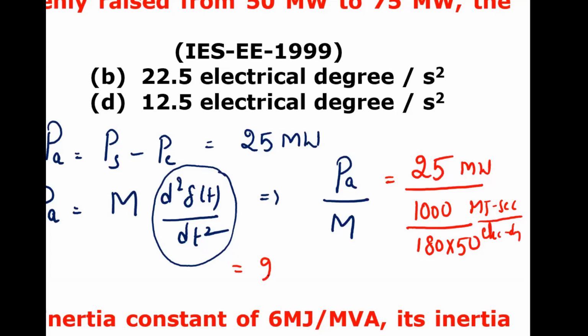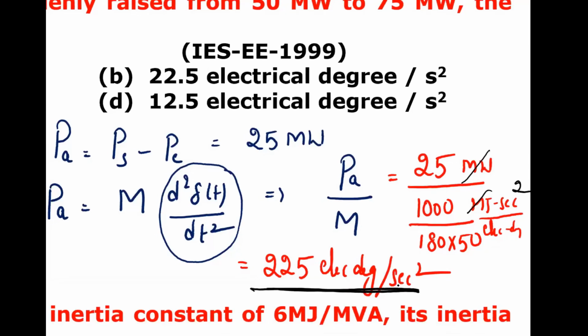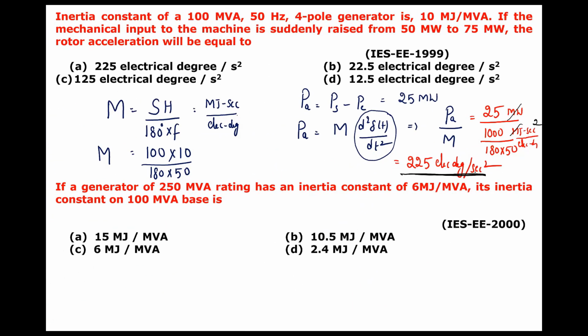225 electrical degrees per second square. Sir, why second square came? Because in megajoule, there is megawatt into second. So megawatt gets cancelled, so electrical degrees by second square will be your unit. Understand? I hope you have understood the question.